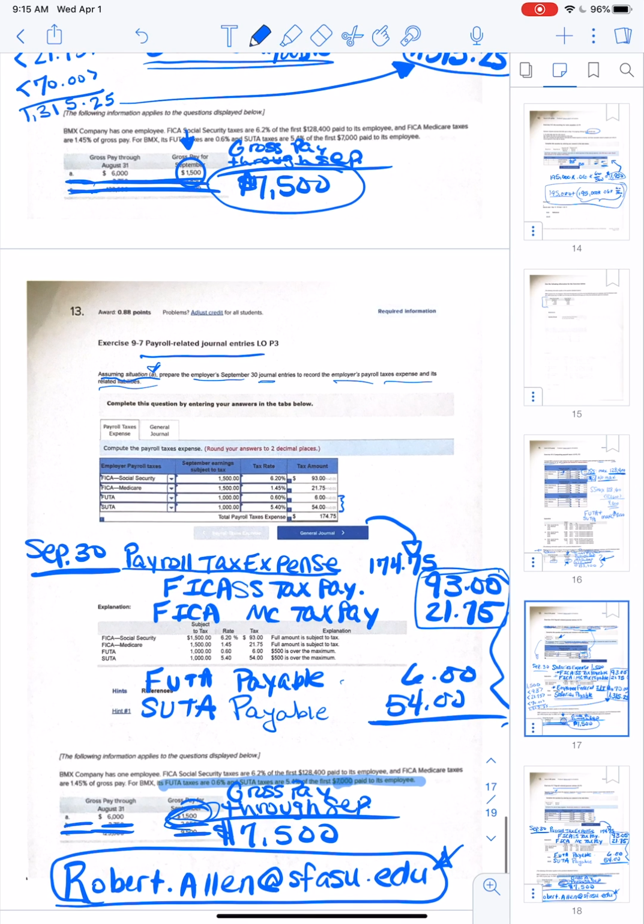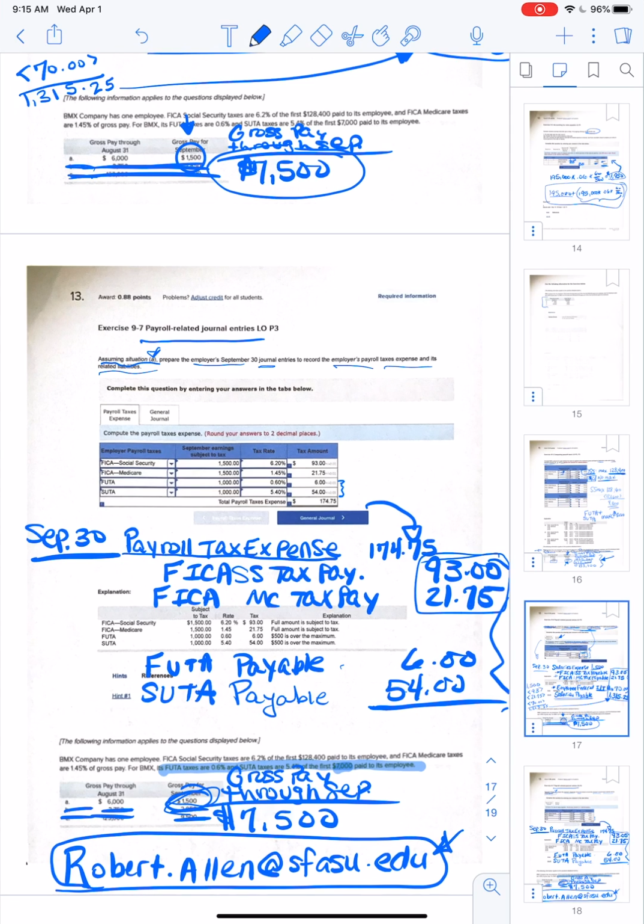Okay? So now that we've finished the question, and we've finished the homework, now we just got one or two quick things to talk about. And real quick, this right here is what would have been on this General Journal tab. Okay? So hopefully that makes some sense.